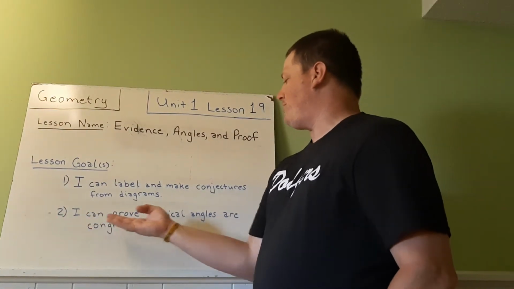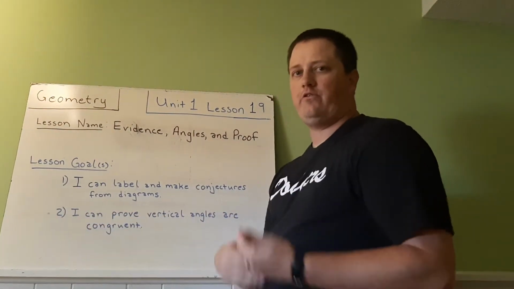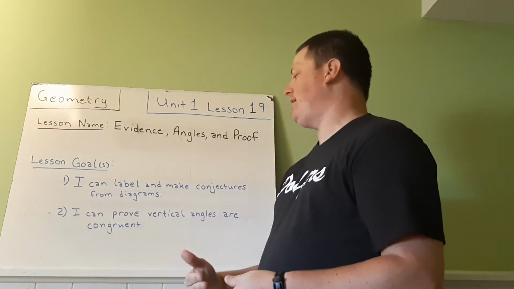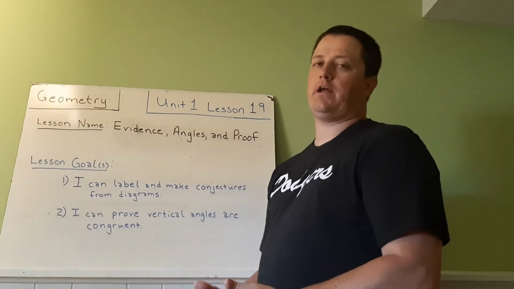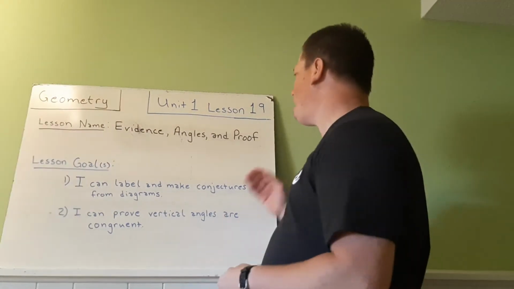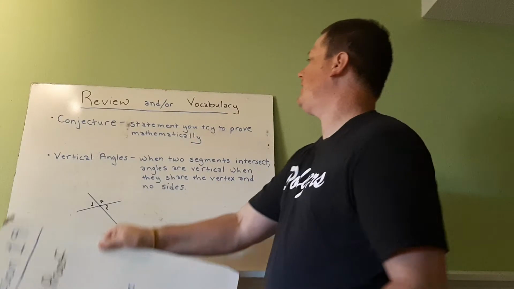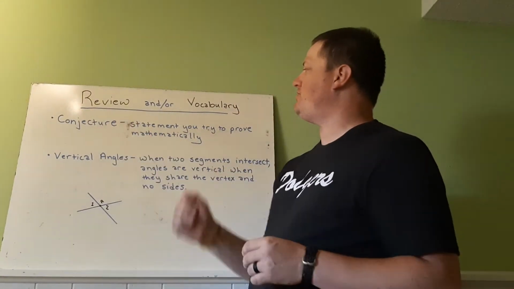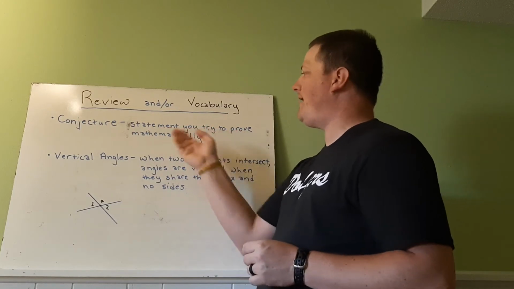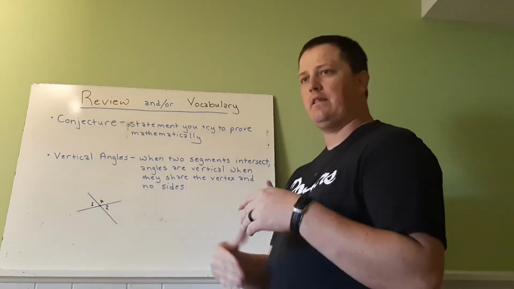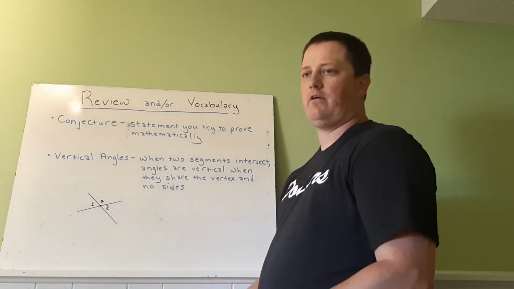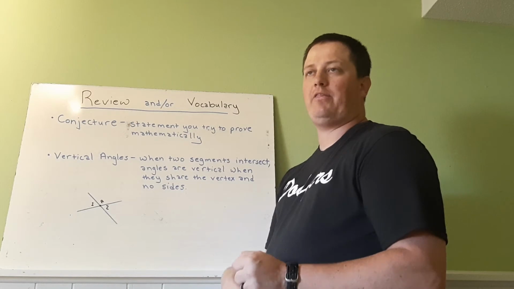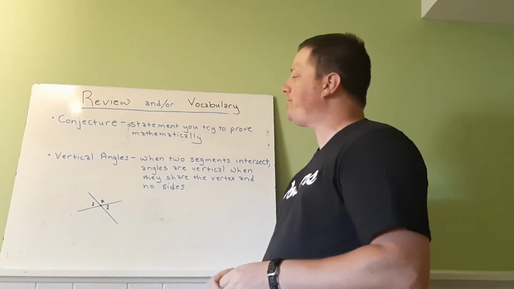Second is, I can prove vertical angles are congruent. So first we need to learn what a vertical angle is, make a conjecture that those angles are equal, and then we're going to go about the idea of proving it. So our new vocabulary is conjecture, a statement you try to prove mathematically. So we'll make a statement. In this case, we're going to focus a lot on vertical angles and that they're congruent, and then we're going to go about the process of proving that to be true.